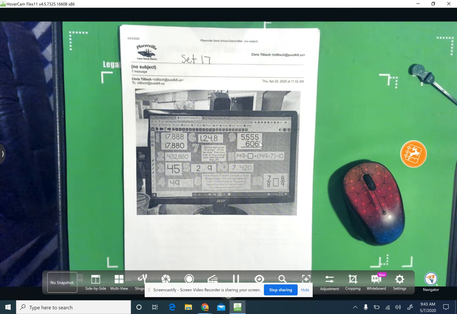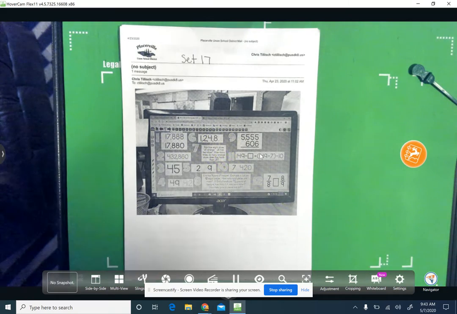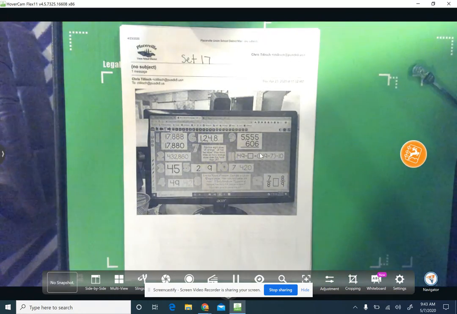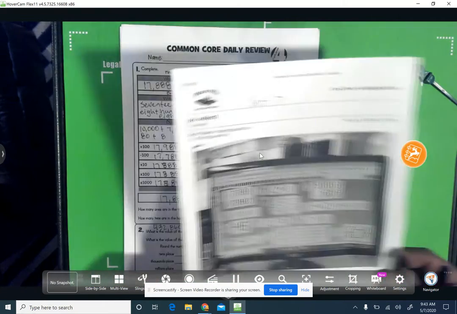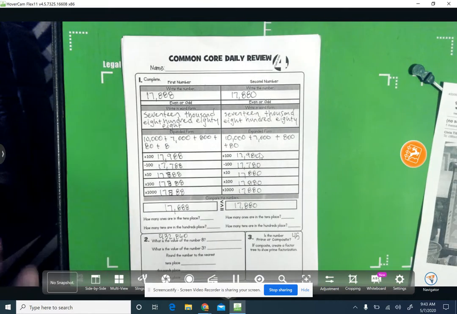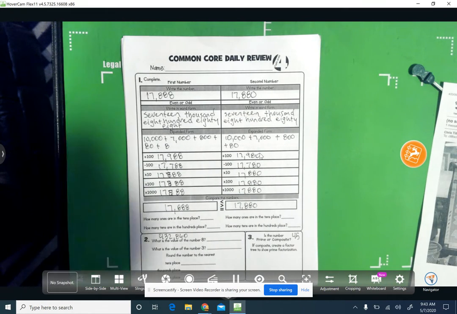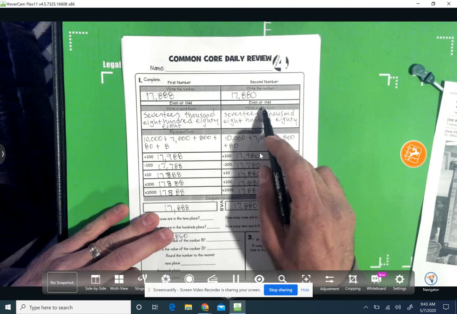Alright, boys and girls. So, set number 17, we are going to be looking at 12 problems today in this Mountain Math video. And I have already set some of them up to help us move through this so that it's not a 45-minute tutorial for you. Our two numbers for set 17 are appropriately 17,888 and 17,880. We have this sneaky question here, even or odd.